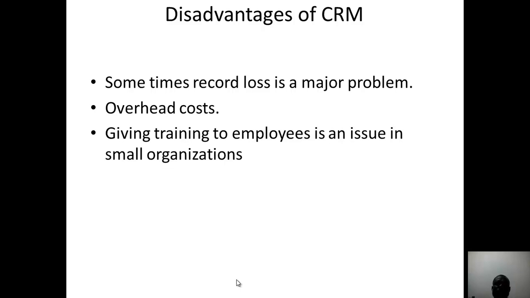Then giving training to employees is a major issue in a small organization. In fact, you need to train your employees very well to be able to deal with the customers. And sometimes some of these things become an issue.